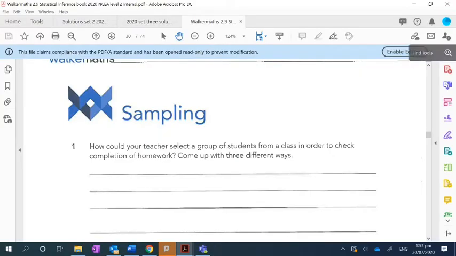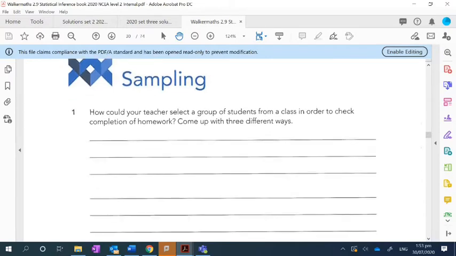Okay. So look at this first question. Think about how your teacher could select a group of students from a class in order to check the completion of homework. We're going to look at 3 different ways. I'm just going to get a volunteer or 2 to think about ways in which I could select a sample to see who did their homework. Now, of course you didn't have homework this time, but if you had homework last time. So any homework, any class. It doesn't have to be mine. You're not talking about us. Yeah, not us. So how could a teacher select a group?